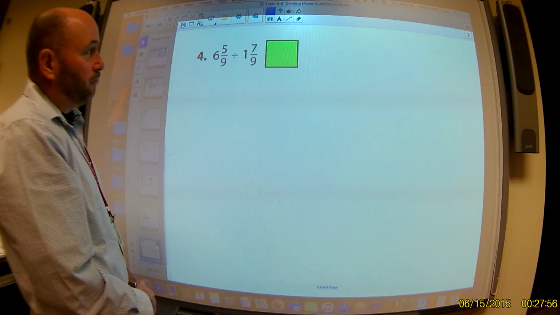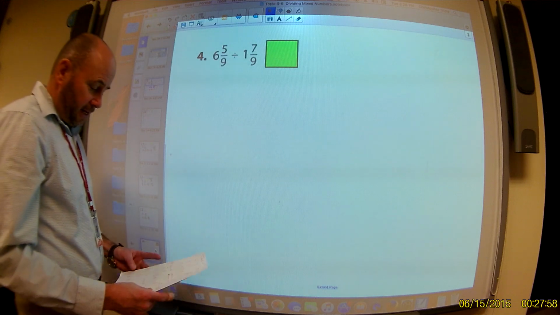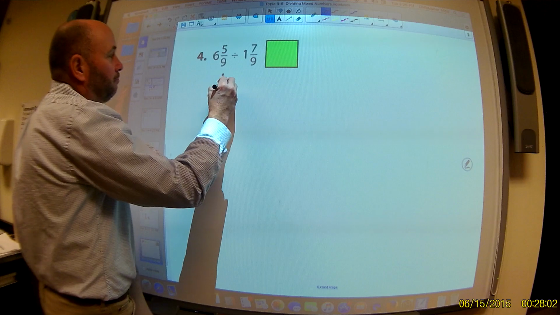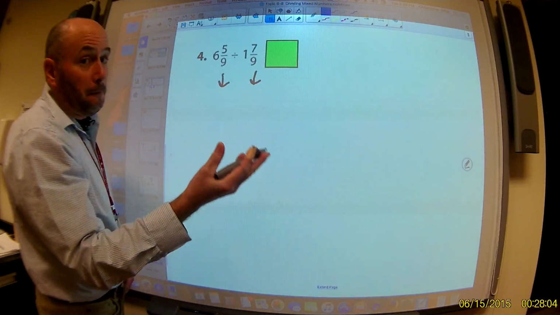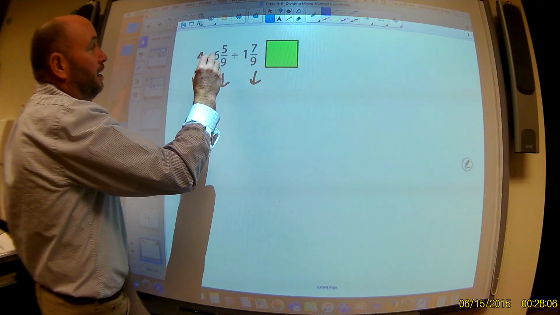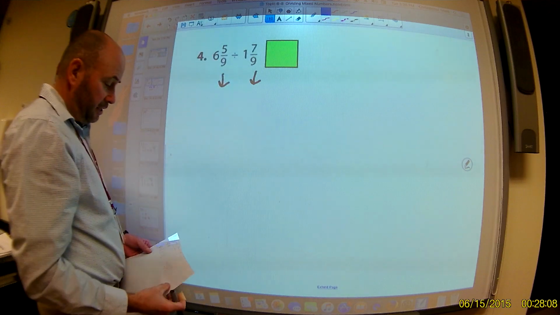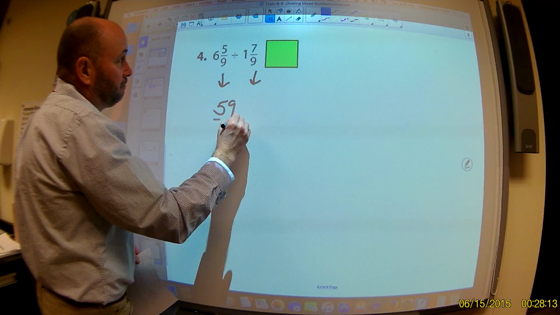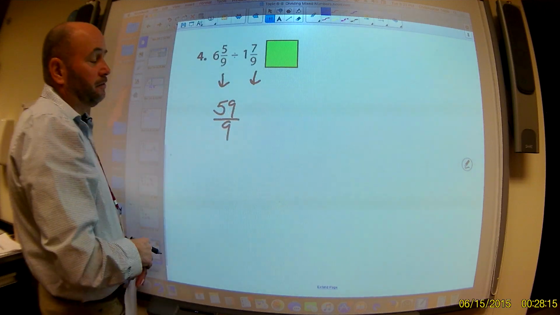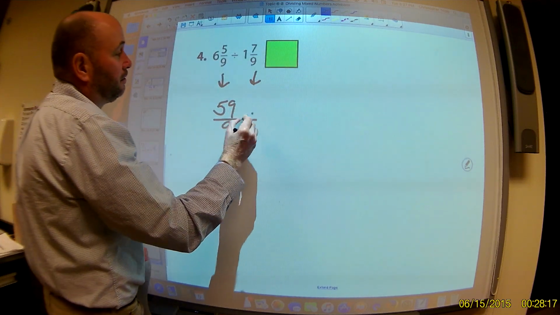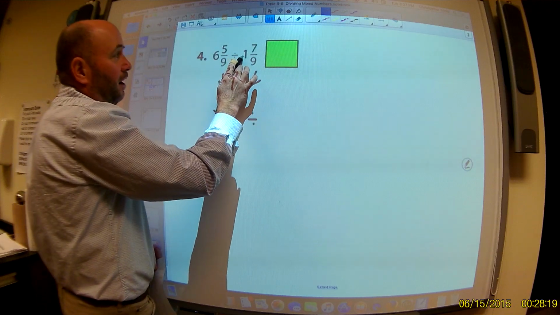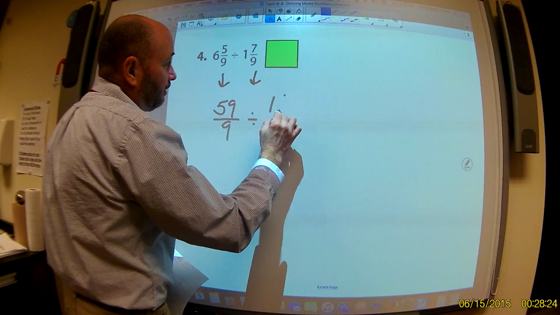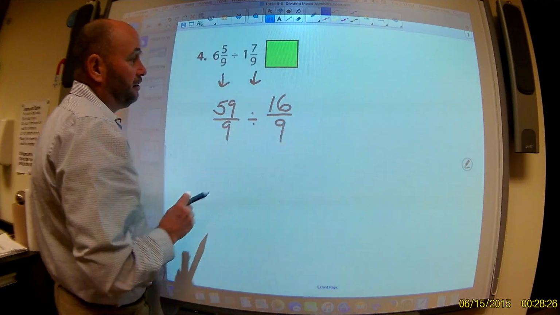Okay, let's take a look at number 4 and see how we did. Again, we start off by changing everything into improper fractions. 9 times 6 is 54, plus 5 is 59. 59 ninths. Divided by 9 times 1 is 9, plus 7 is going to be 16. So we have 16 ninths.